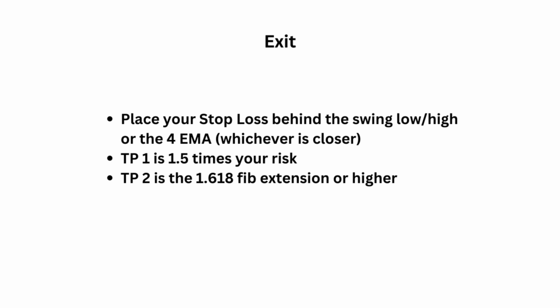Exit. Place your stop loss behind the swing low or high or the 4 EMA, whichever is closer. Take profit 1 is 1.5 times your risk. Take profit 2 is the 1.618 fib extension or higher.